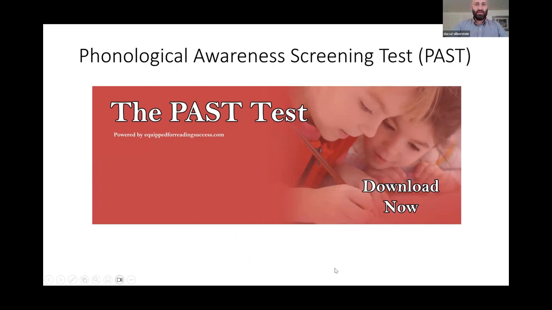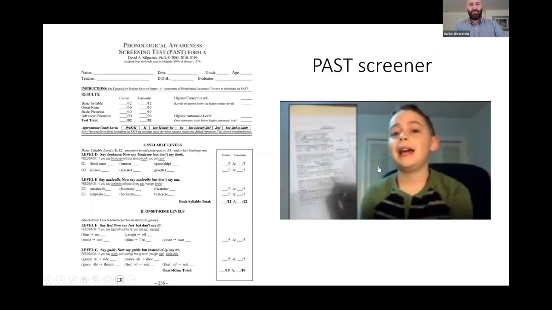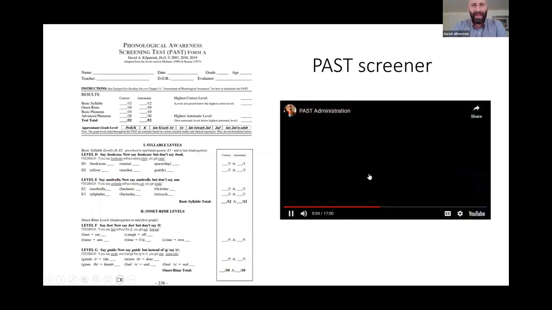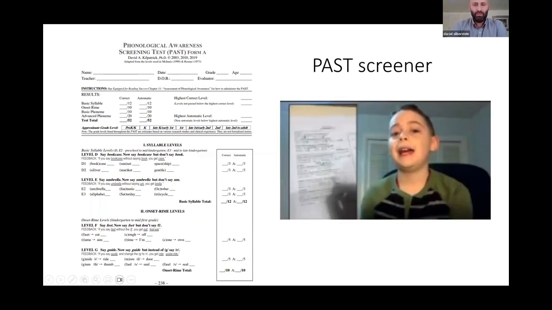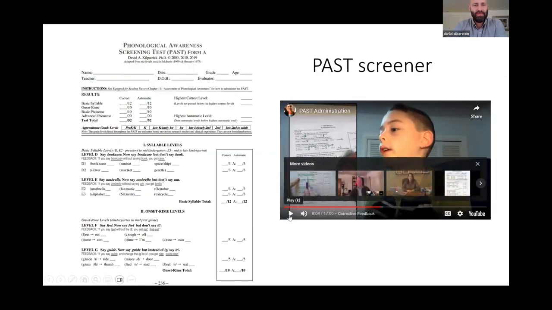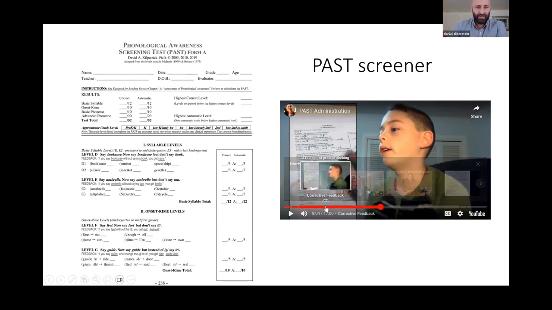Here's the PASS. I'm just worried about running out of time here. So here's what a phonological screener looks like. On the PASS, it goes through a basic syllable level, then an onset rhyme, then a basic phoneme and advanced phoneme level. So on the basic syllable level, they're just going to delete a syllable.